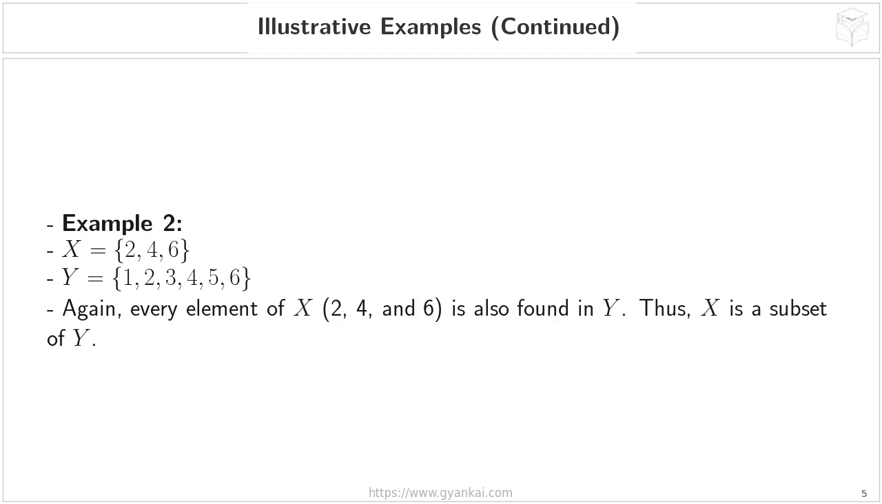Now let's check if X is a subset of Y. Remember, for X to be a subset of Y, every element in X must also be present in Y. Let's go through the elements of X one by one. The first element in X is 2. Is 2 also in Y? Yes, it is. The next element in X is 4. Is 4 also in Y? Yes, it is. Finally, the last element in X is 6. Is 6 also in Y? Yes, it is. Since every single element of X, 2, 4, and 6, is also found within set Y, we can confidently say that X is a subset of Y.